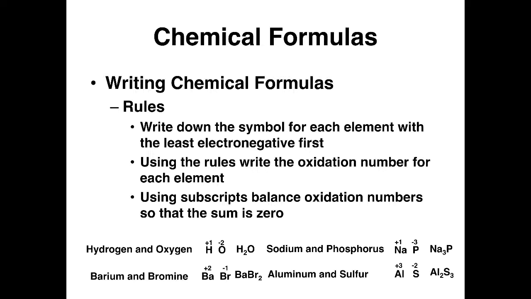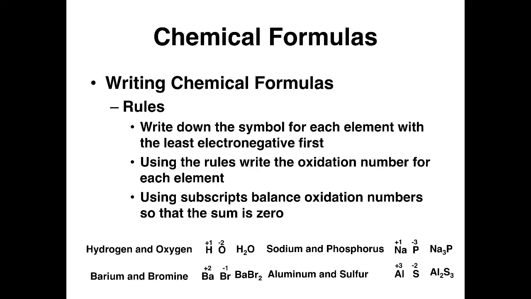So the rules for writing the chemical formula are as follows. First, you write down the symbol for each element with the least electronegative first. Remember that elements on the left side of the periodic table are less electronegative. Elements on the right side of the periodic table are more electronegative. So you usually start with the least electronegative first and then the most second. Then you use the rules to find the oxidation number for each element. And then once you find these oxidation numbers, you use subscripts to balance them so that the sum is 0.